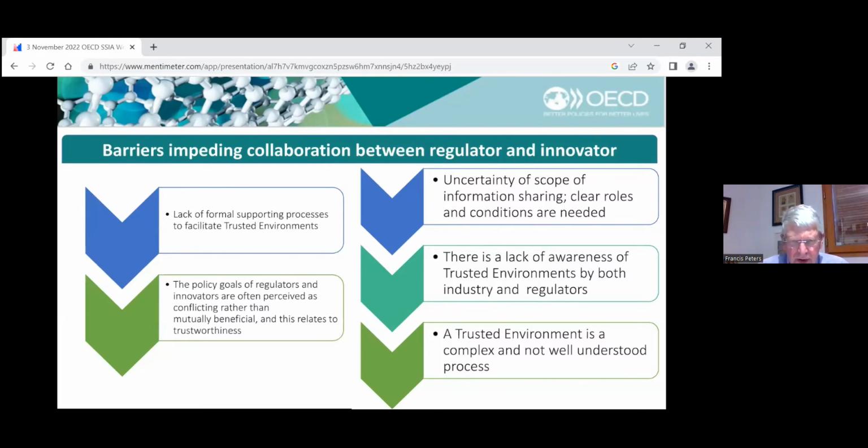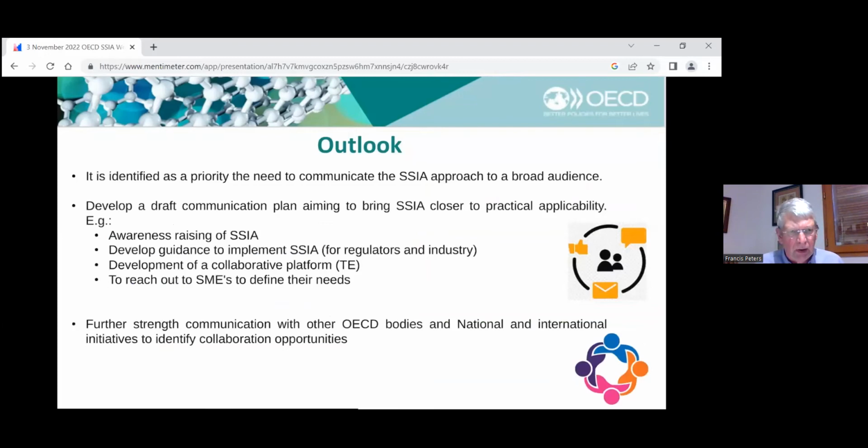There is a need of clear roles and conditions. There is a lack of awareness of trusted environment by both industry and regulator. And it's clear that a trusted environment is a complex and not well understood process. So with this list of barriers, there is a need to work to resolve these barriers. If you could go to the next slide, we will take a look at some important points for the outlook.